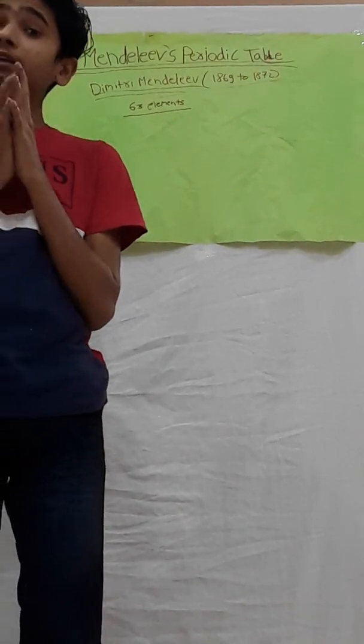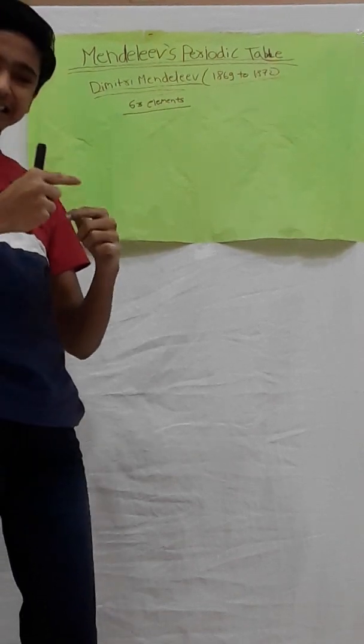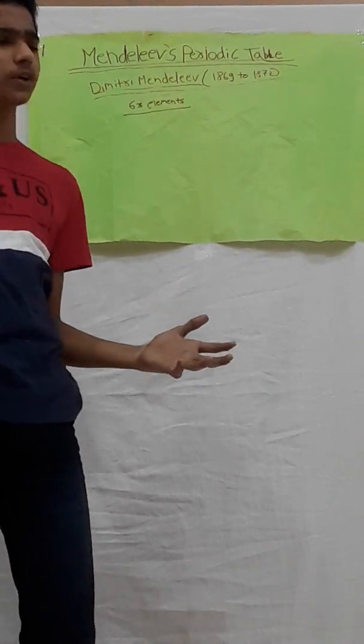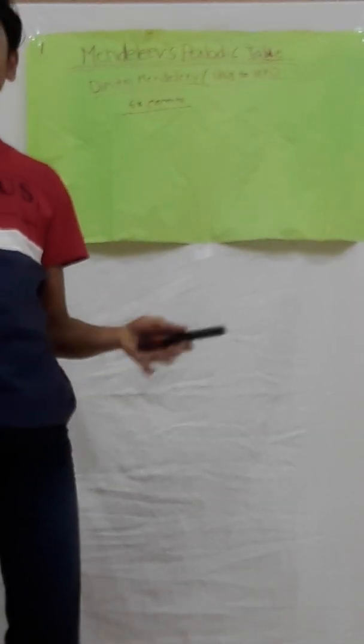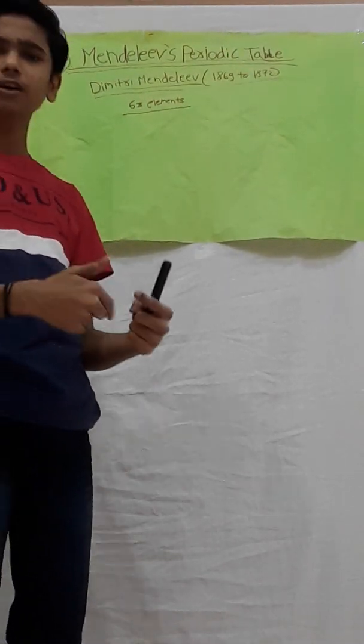Now in your mind it is coming, what is meant by periodicity? I will tell you. The property that comes after a definite interval and repeats again and again is called periodicity. I will give three examples. First example, days of the week: Monday, Tuesday, Wednesday, Thursday, Friday, Saturday. Monday will come after a definite interval, so periodicity is there.